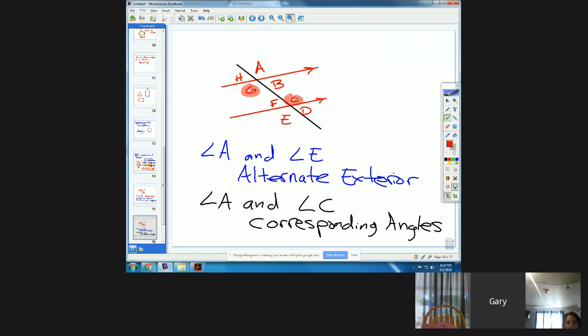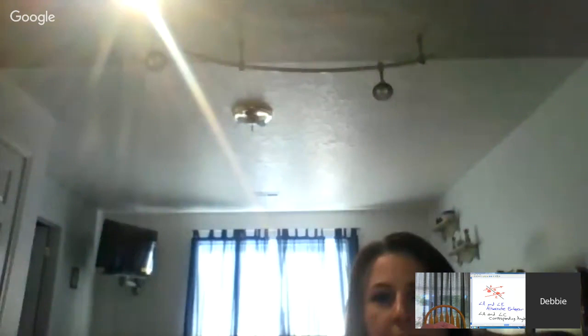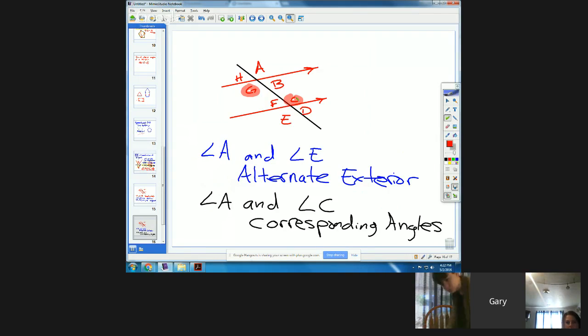What was that, Debbie? Alternate interior. Yeah, they would be called alternate interior angles is the common phrase for that one. And that's another way to say you have congruent angles. So angle G and angle C are alternate interior angles.